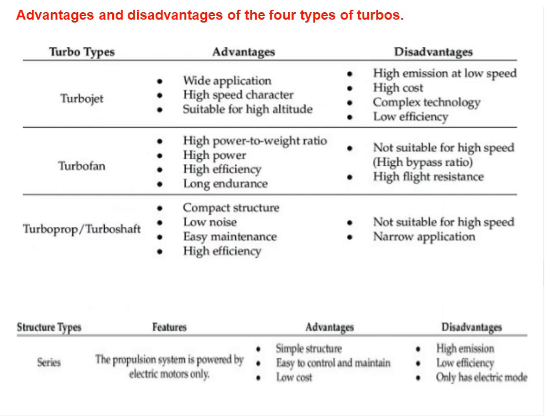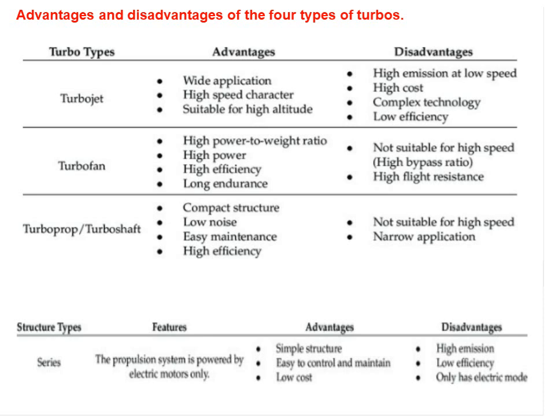Another one is the advantages and disadvantages of the four types of turbos. Taking the turbojet first as an example, the advantages are wide application, high speed characteristics and suitability for high altitude. The disadvantages are high emission at low speed, high cost, complex technology and low efficiency.